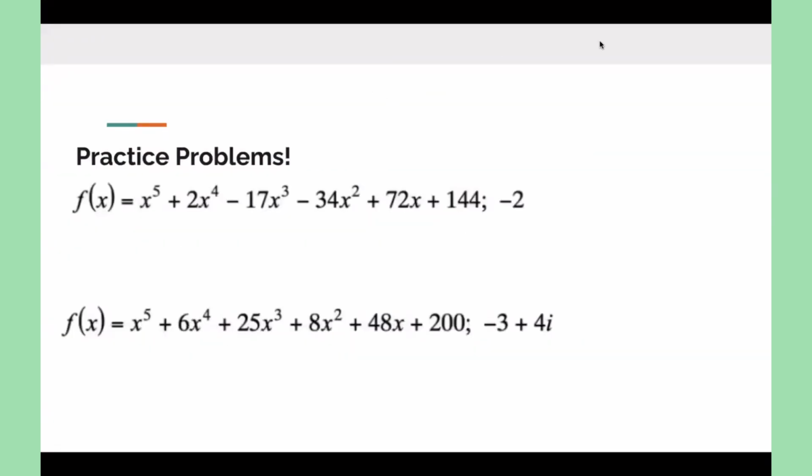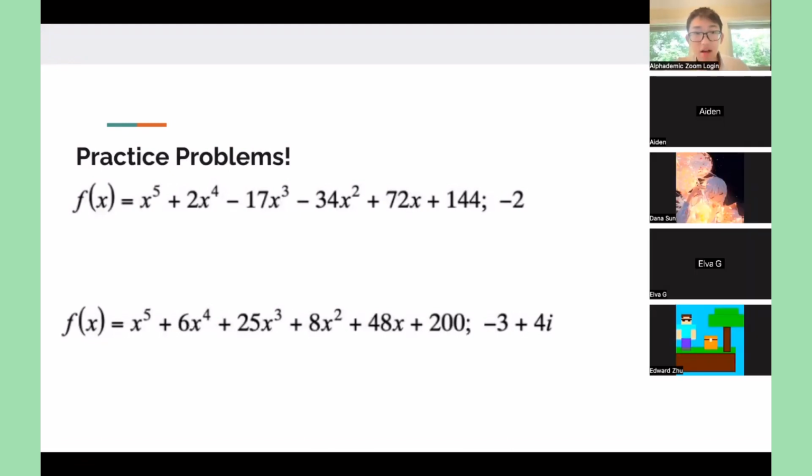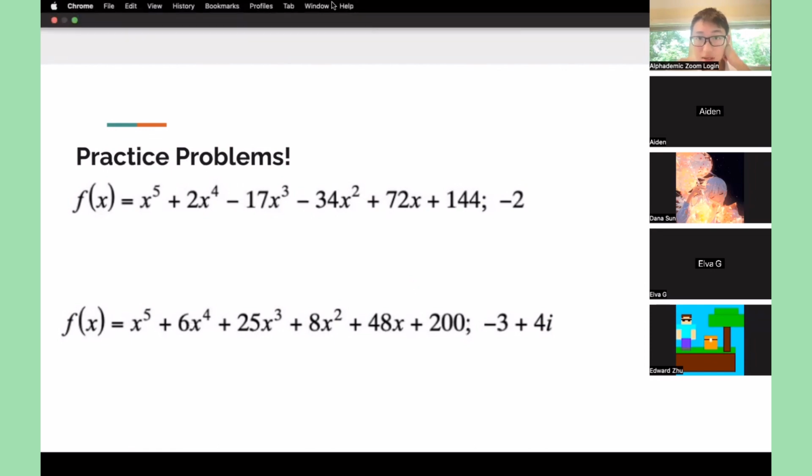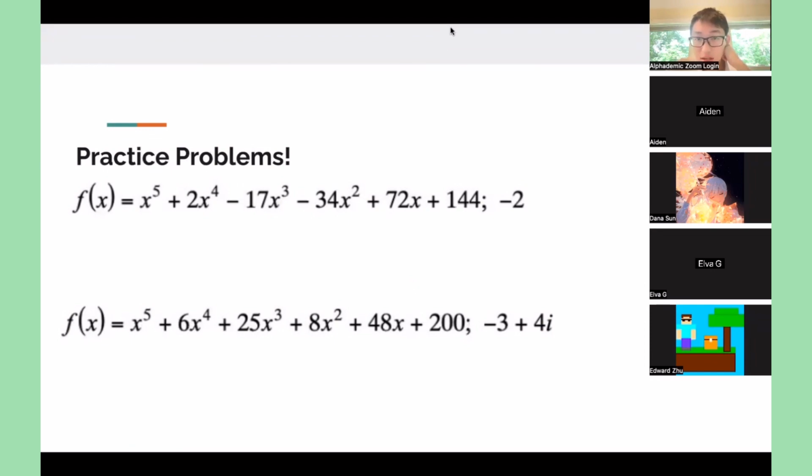These are the two practice problems. I would say for now, just do the first one. f of x is equal to x⁵ + 2x⁴ - 17x³ - 34x² + 72x + 144. And then the given zero is -2. So we'll take about 8 minutes until 4:23 to work on this first problem. And then after you're done, just put your answer in the chat box.